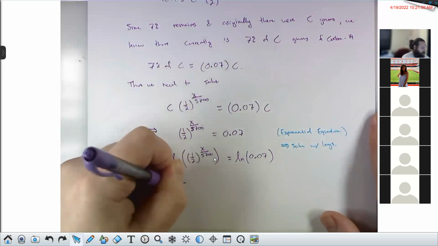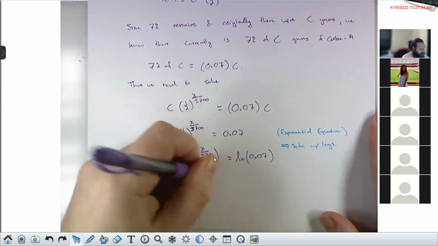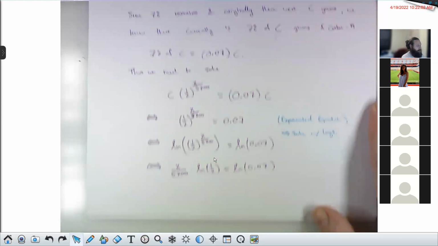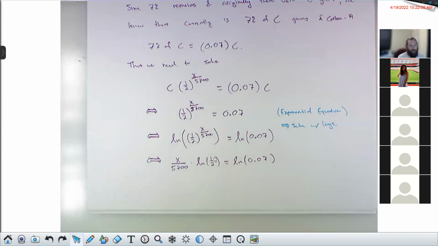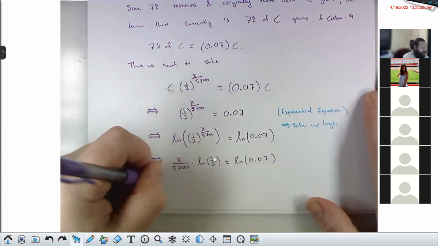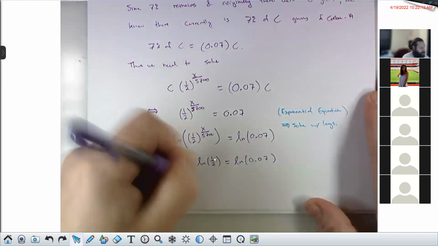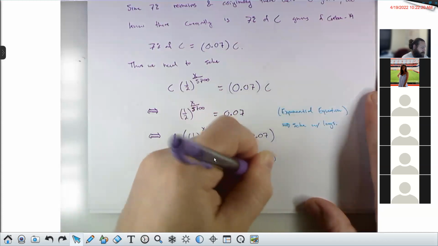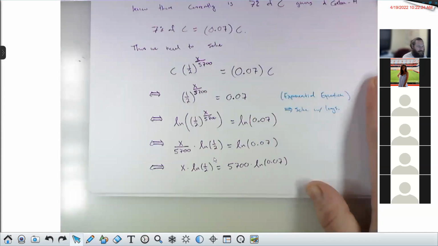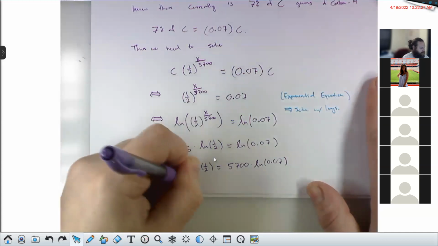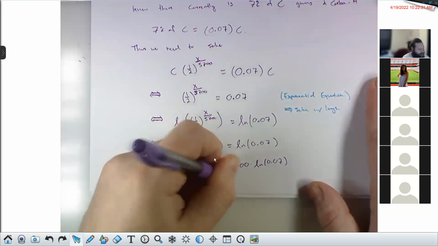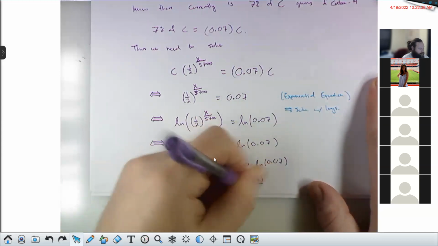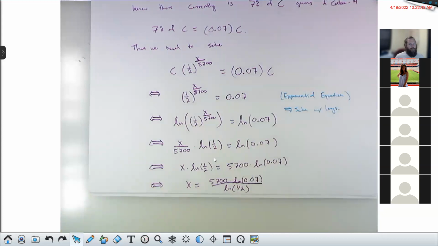This will give me x over 5,700 times the natural log of 1/2 is equal to the natural log of 0.07. We can then multiply both sides by 5,700, and then divide both sides by the natural log of 1/2. And that's your exact answer in terms of logarithms.